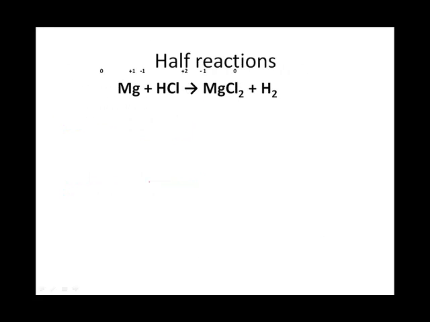Let's take a look at this. Okay, so we have Mg plus HCl goes to MgCl2 plus H2. Okay, again, we assign the oxidation numbers. This is 0, this is +1, this is -1, this is +2, this is -1, and this is 0. We know that Mg is being oxidized because it's going up in charge, it's going from 0 to +2. And we know that H is being reduced because it's going from +1 down to 0.